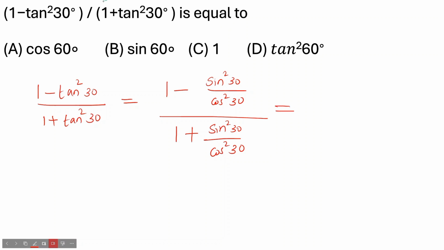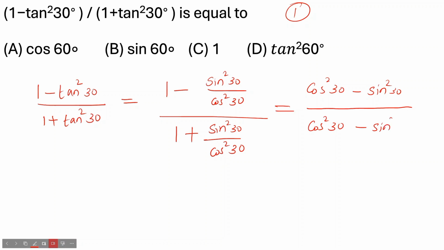Here I can just cross multiply, cos square 30 minus sine square 30, and divided by cos square 30 will be coming, but I can cancel out with this. This is a 1 mark question, right? No need to write all the steps just to find the answer. Cos square 30 minus sine square 30. Sorry, here it is plus. Divided by cos square 30, that will be cancelling out.